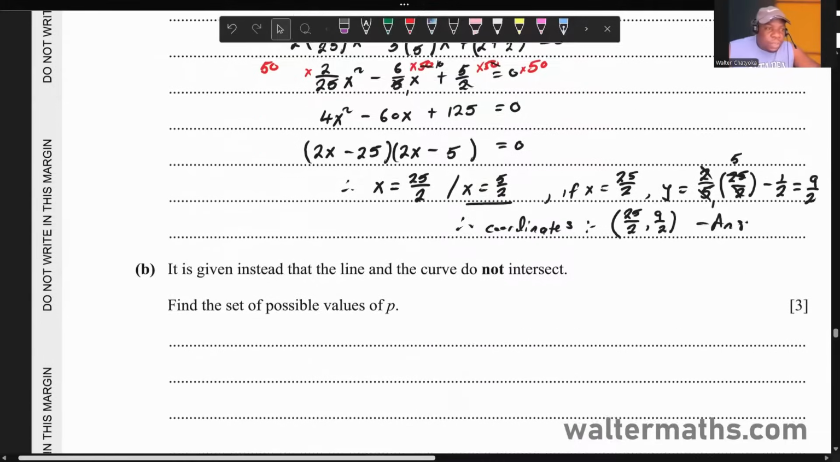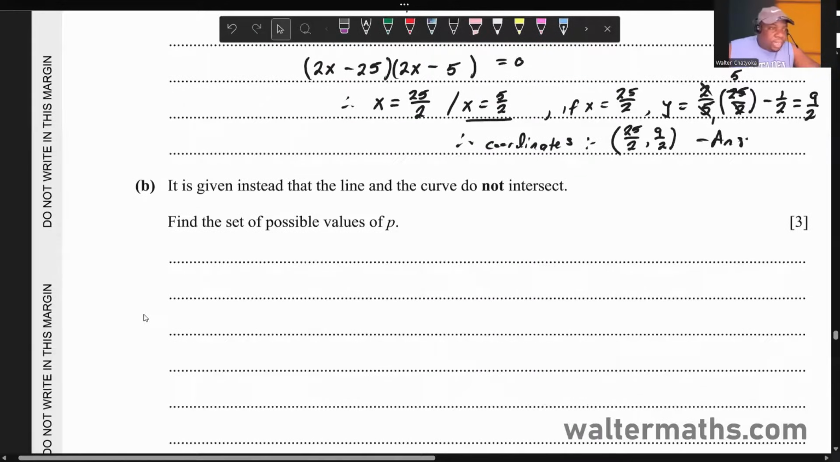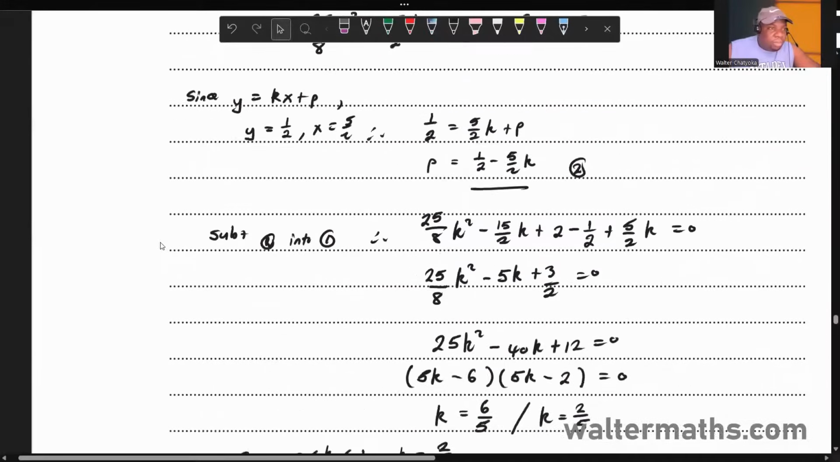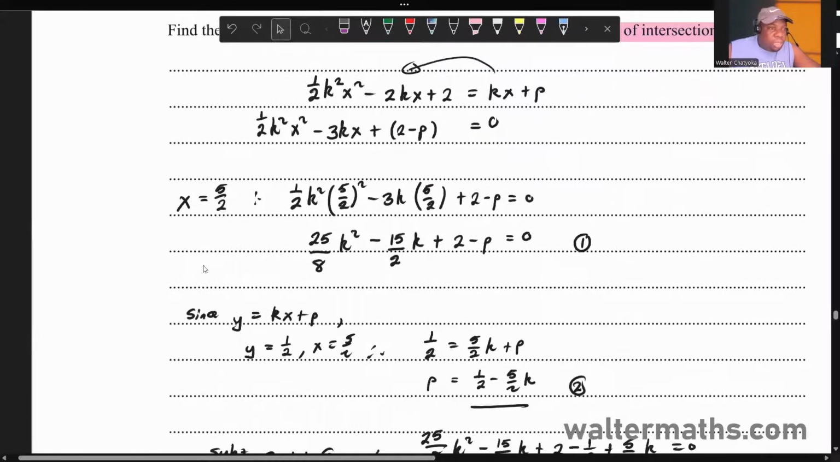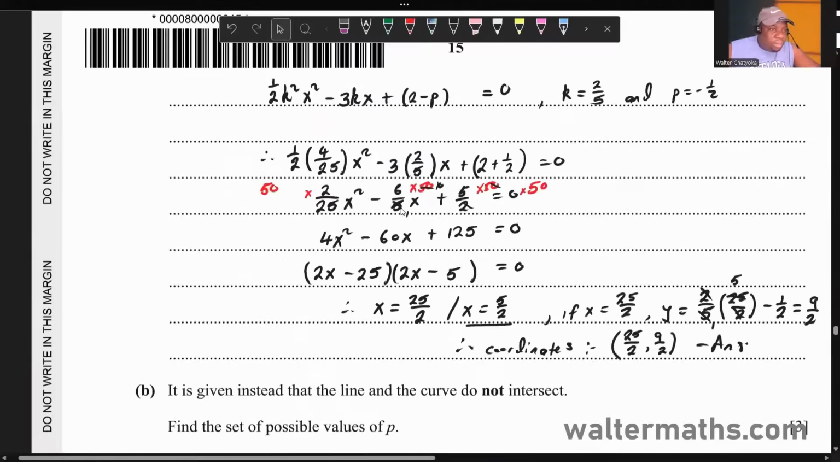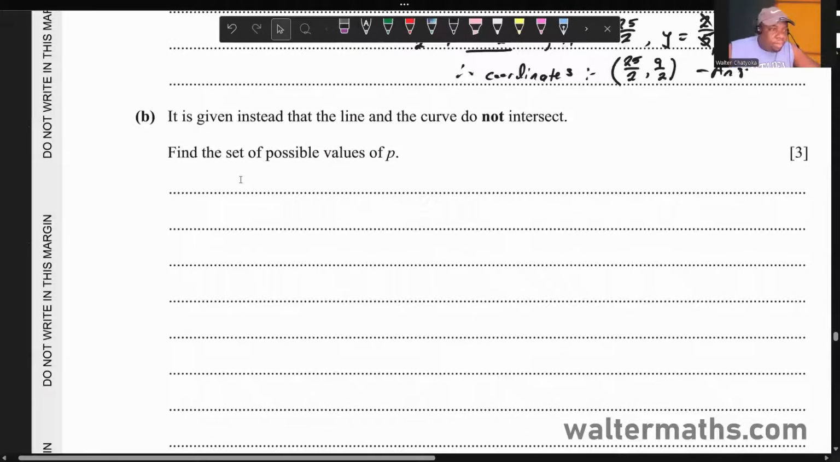Let's move on to part B. It says, it is given instead that the line and the curve do not intersect. Find the set of possible values of p. All right. So we are going to go to the combined equation. So we're going to come here. All right. So this is what we got, and I'm going to paste that here.